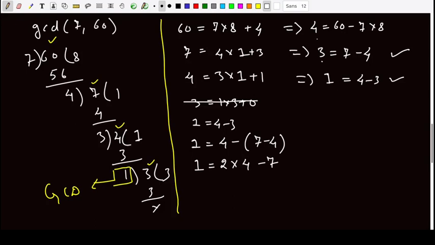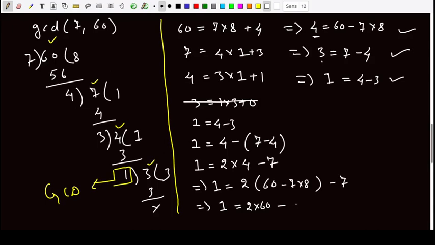And we know from this equation that 4 equals 60 minus 7 into 8. So let us plug that in. So this simply means 2 into, let us plug the value of 4, 60 minus 7 into 8, minus 7. Alright, so this turns out to be 2 into 60 minus, we want to express it, so 60 minus 16 times 7 minus 7.